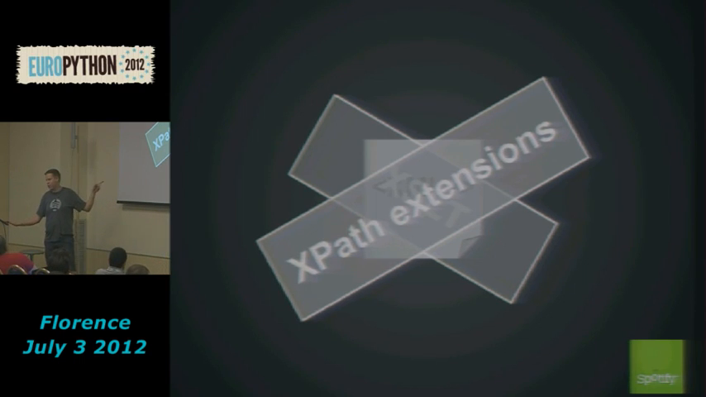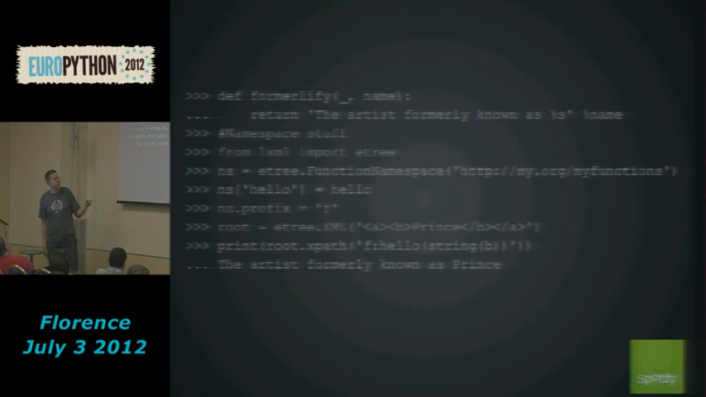The XPath extensions are actually really neat, because at one point you struggle with the templates in XSLT and you're like, how am I going to write this? But this is an example of using XPath extensions with lxml. You can actually write a Python function doing the thing. Here we have a function called formulify, which you can pass the artist name and it outputs the artist formerly known as the name. And if you pass Prince to it, it outputs Prince. So we use this to cut down development time.